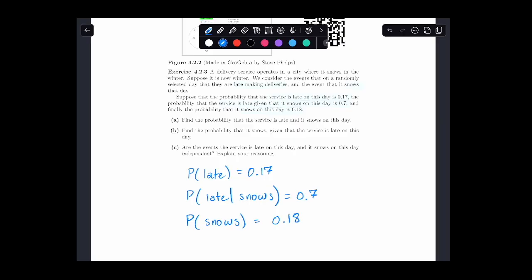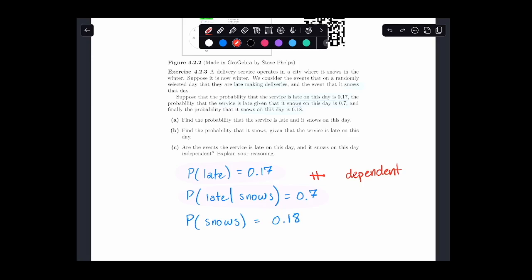So right away, we actually know that the events, it being late and that it snows, those are dependent. And that's just from the information that they've given us. If we just look at these first two probabilities, those two probabilities are not equal, which means that these events are dependent. Because to be independent, we would need this extra information about it snowing not to affect the probability that they would be late, but these numbers here are not equal, and so these events are dependent. They are not independent events.